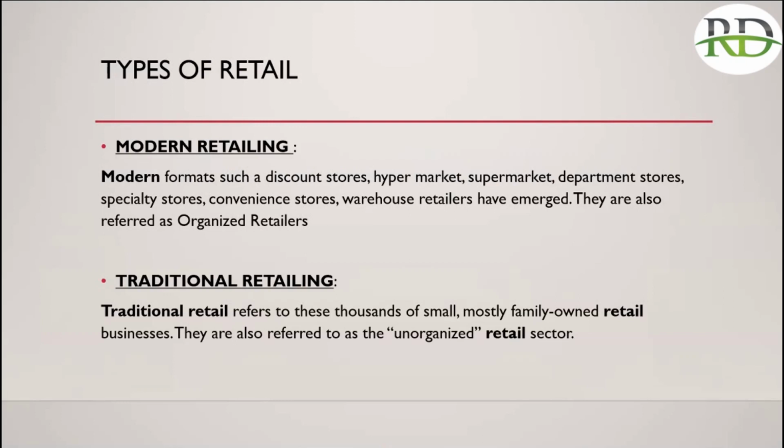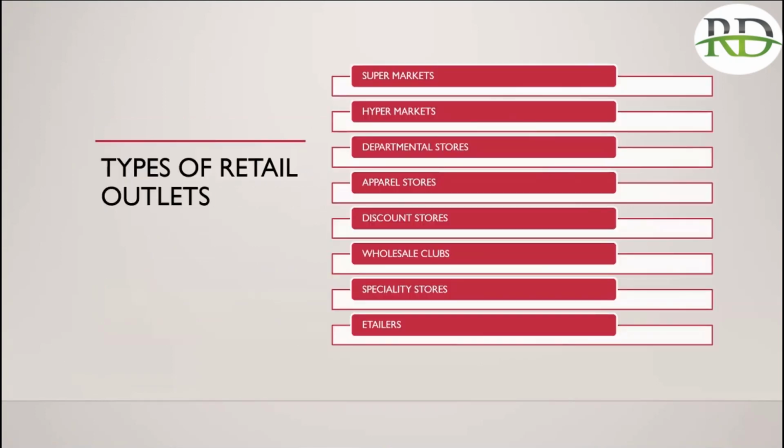There are broadly two types of retail: modern retailing and traditional retailing. Modern retailing is also called organized retailing. Modern formats include discount stores like D-Mart in India, hypermarkets like Reliance hypermarket and More hypermarket, supermarkets, department stores, and specialty stores. These all come under modern retailing, which is organized, and corporate-run companies are all called modern retailers. Traditional retailers are your street corner and mom and pop stores, which refer to thousands of small, mostly family-owned retail businesses, also called unorganized retailers. This is how broadly there is a split. And then, what are the types of retail outlets?